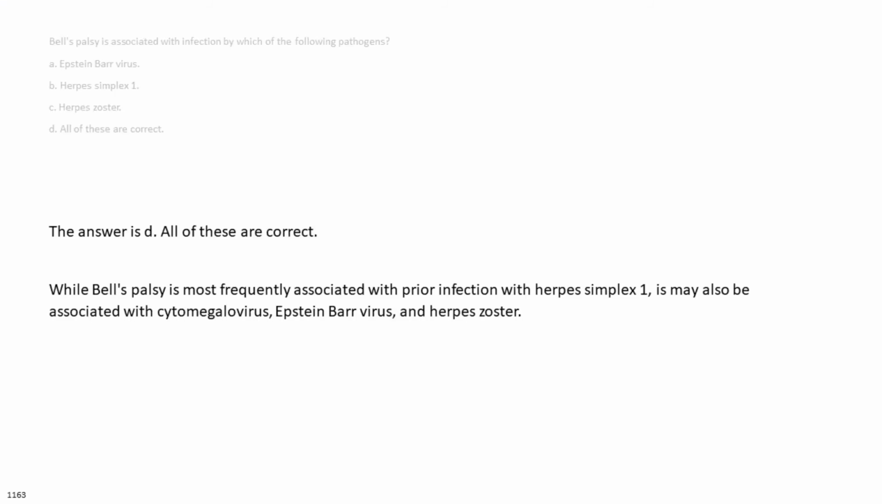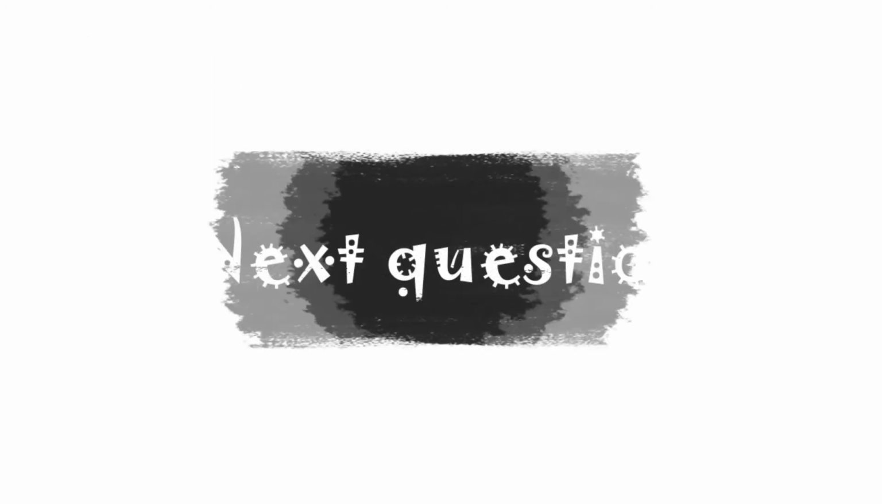The answer is D. All of these are correct. While Bell's palsy is most frequently associated with prior infection with herpes simplex 1, it may also be associated with cytomegalovirus, Epstein-Barr virus, and herpes zoster.